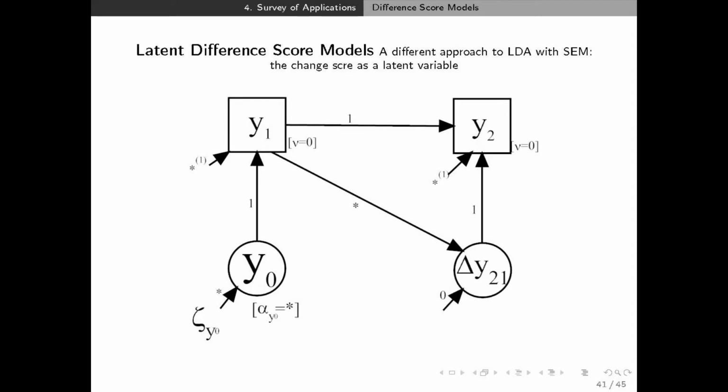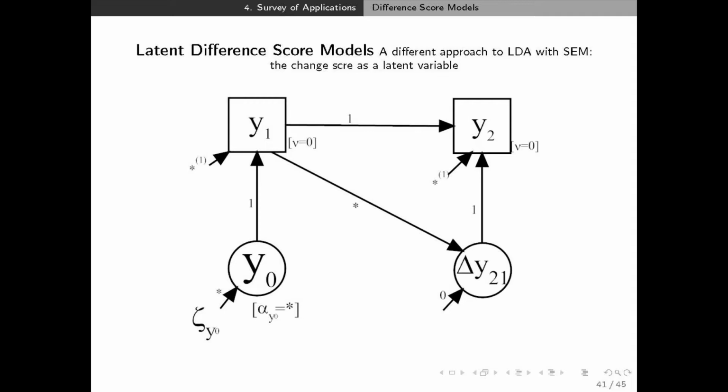Jack McArdle is responsible for another approach for longitudinal data analysis that's called latent difference score models. In this model, the change between 2 observed variables is captured with a latent variable. This is called the latent difference score. This is a different model than your SAS PROC MIXED model. And it's nothing more than change in the bivariate case with just one observation and one repeated observation.